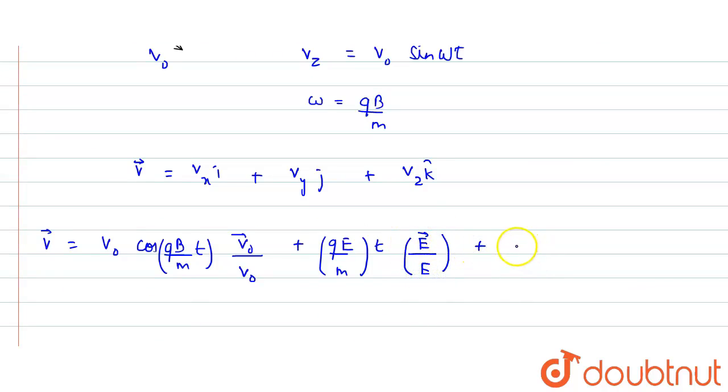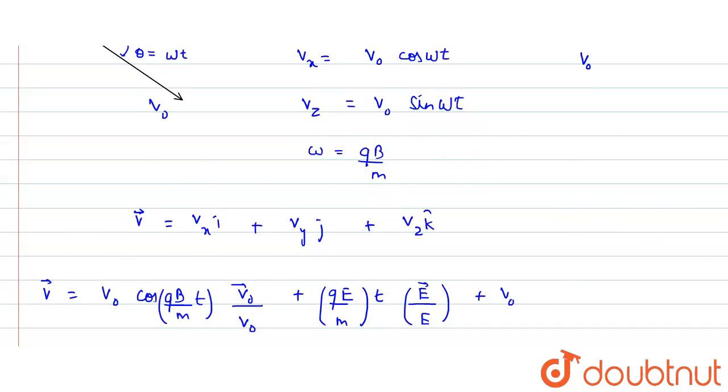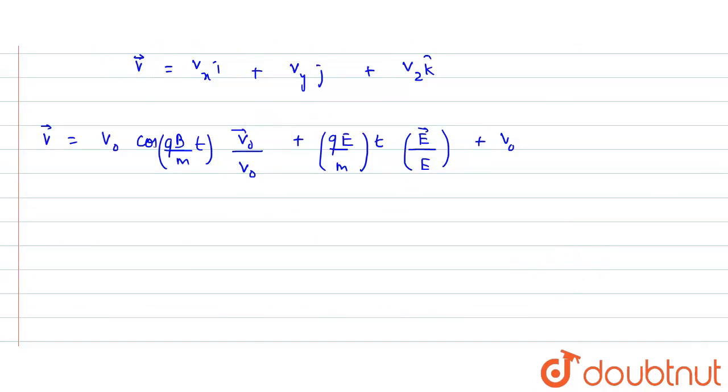Now plus vz, we have found v naught cos qB divided by m. Sorry, it is sine, not cos. We can just see here it is sine omega t. So we write this value as sine of qBt divided by m.